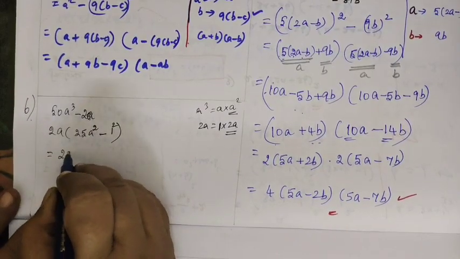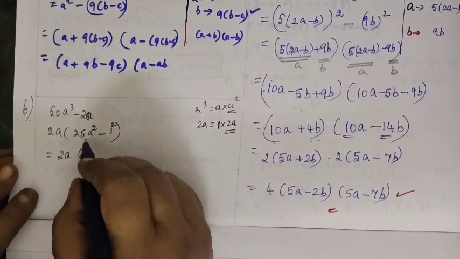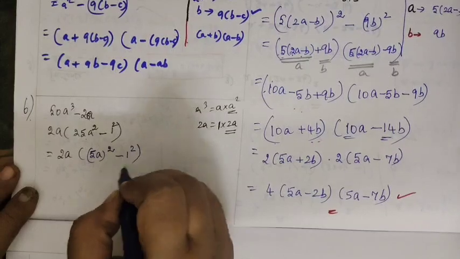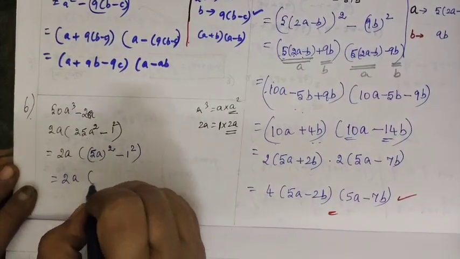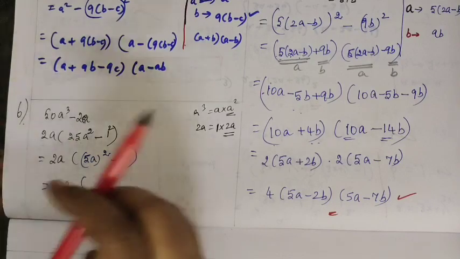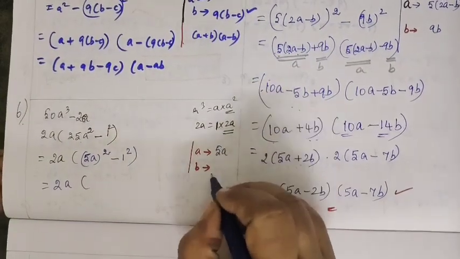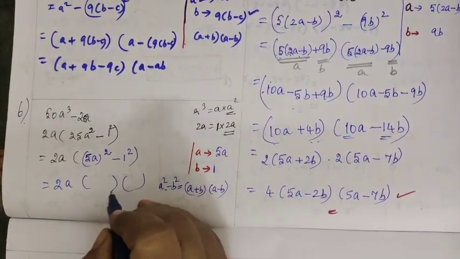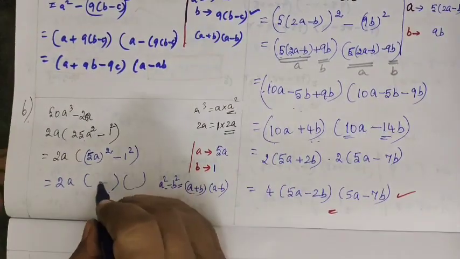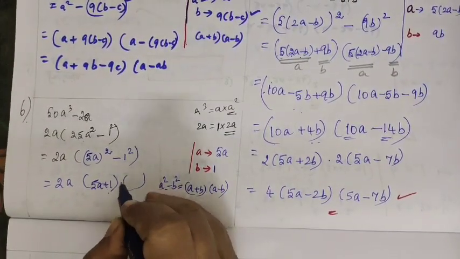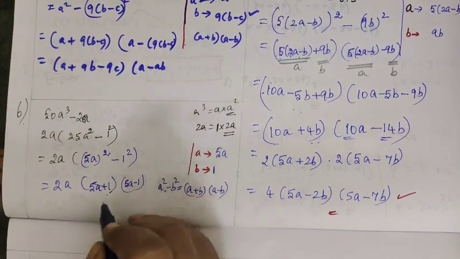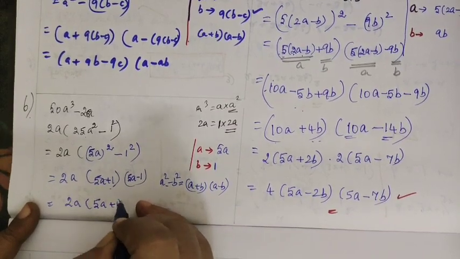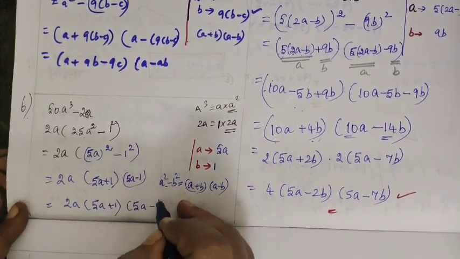So equal to 2a. This 25 can be written as 5a the whole square, then minus 1 square, equal to 2a. And again this is of the form a square minus b square, where a equal to 5a, then b equal to 1. So what is the formula? So 5a plus 1, 5a minus 1. So answer 2a bracket 5a plus 1, then 5a minus 1.